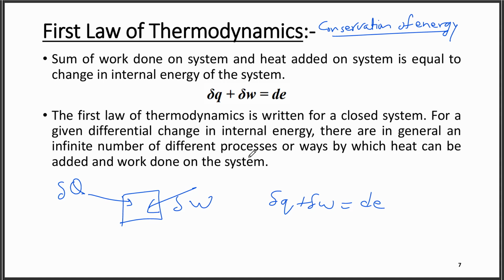The first thing to know is that internal energy is a state function. So at a particular state, internal energy will not change. Let's say there are two states, 1 and 2. We can go many different ways from 1 to 2, and these ways are infinite. So there are an infinite number of processes in which we can add heat and work, but internal energy will remain the same.